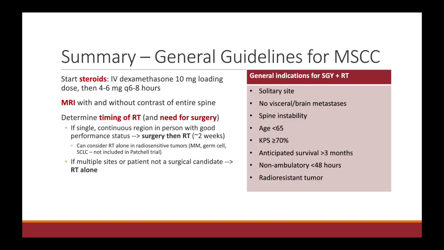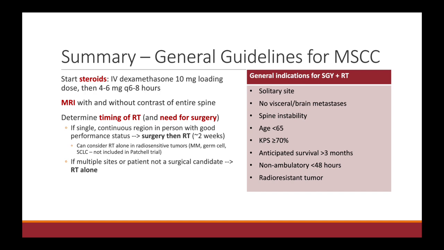I'd like to just take a pause here and summarize what we know now based on the evidence that we have reviewed so far. So we know that the first step when you see cord compression, even if it's just on a CT scan, is to immediately start steroids. We give IV dexamethasone 10 milligrams loading, and then we give 4 to 6 milligrams every 6 to 8 hours.